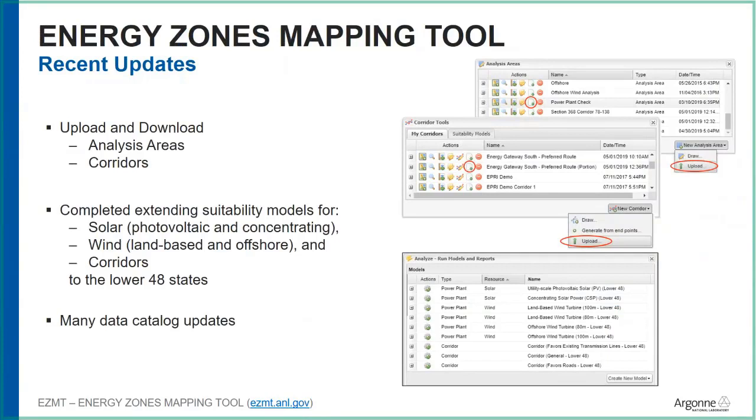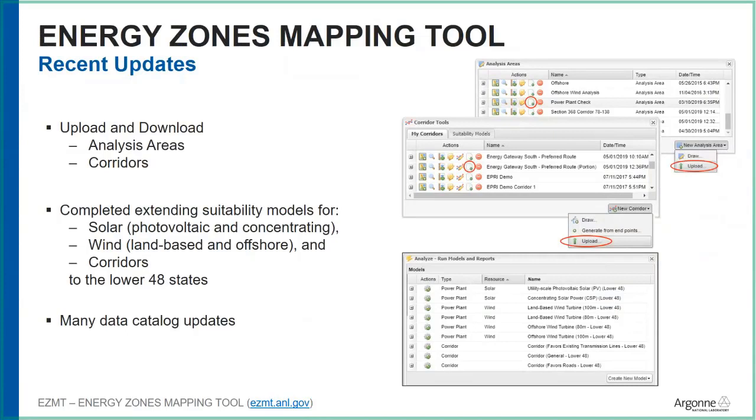They have columns for actions. On the left there, that new icon allows you to download those features, and the drop-down menus on the right allow you to upload features. And then the dialog toward the bottom lists all the new updated models. So this iteration of the update concentrated on solar and wind models, as well as corridor models.